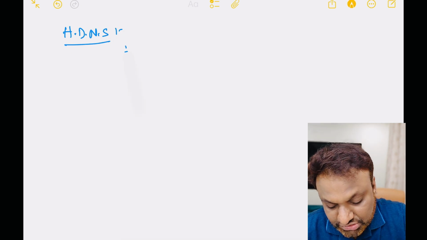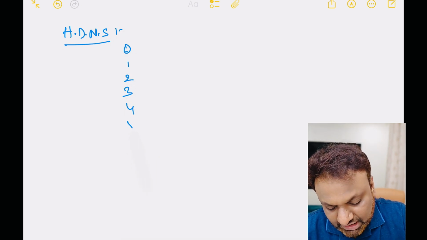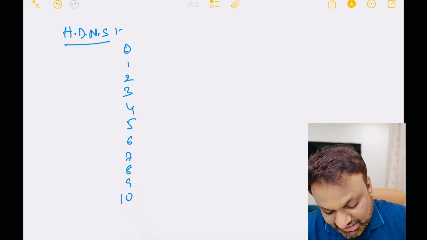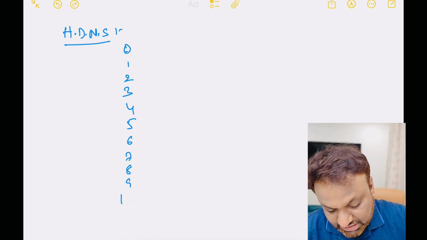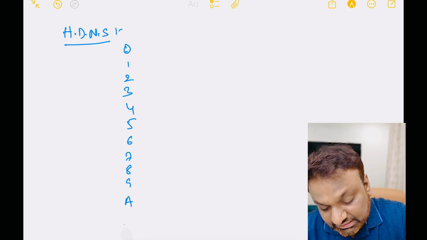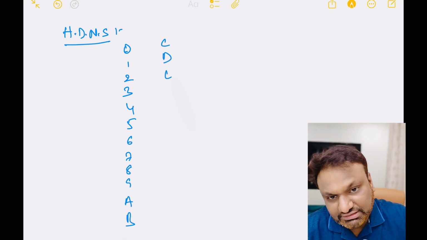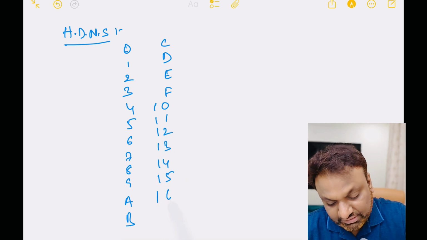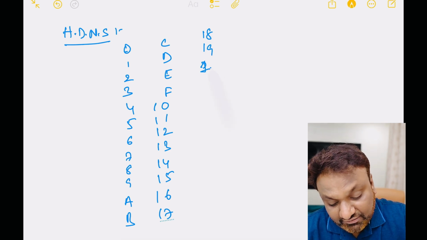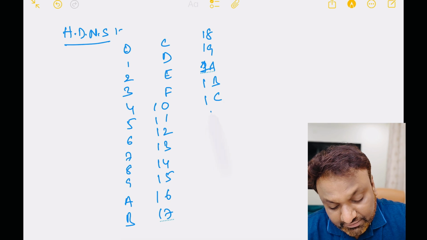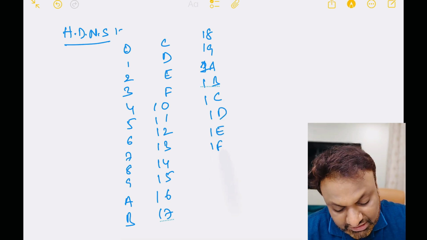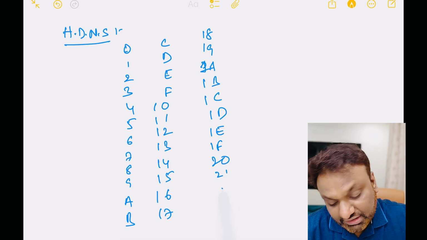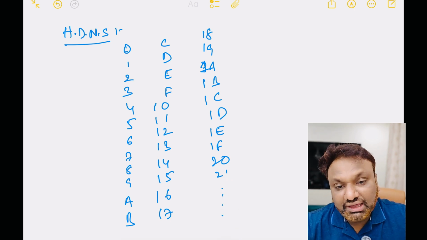0, 1, 2, 3, 4, 5, 6, 7, 8, 9, 10. There is no 10, sorry. So this is A, B, C, D, E, F. Once these are completed, the second sequence will be 10, 11, 12, 13, 14, 15, 16, 17, 18, 19, then 1A, 1B, 1C, 1D, 1E, 1F. Then 20, 21, and so on. This is how the numbers are formed in the hexadecimal number system.